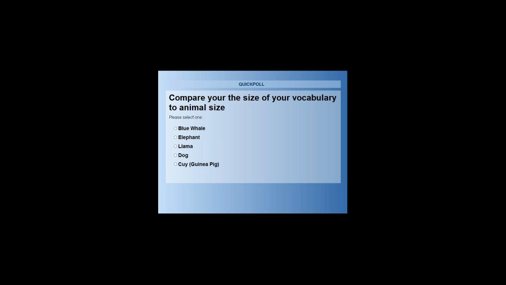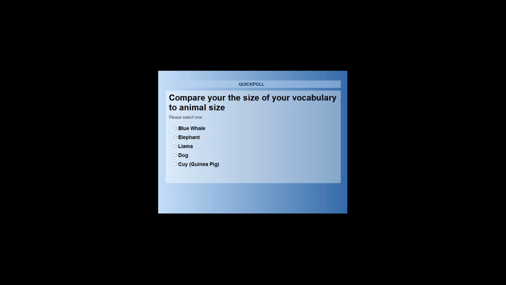All right, if you could compare the size of your vocabulary with an animal, how big would you say your English vocabulary is? First being a blue whale, an elephant, a llama, a dog, or, since we're coming to you from Peru, a cuy, or a guinea pig. You can click on your screen, whichever one you think most compares with the size. How many English words do you think that you know? All right. Wow, llama is a very popular answer.